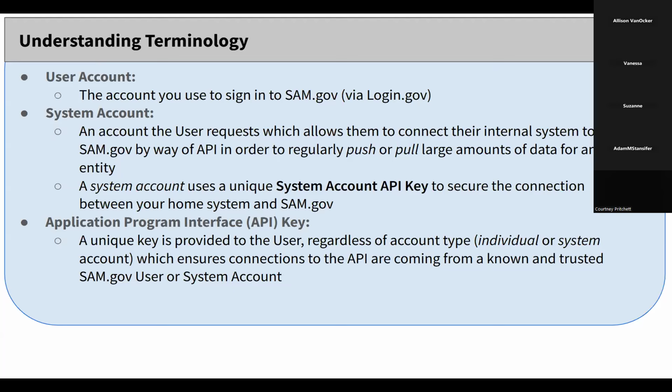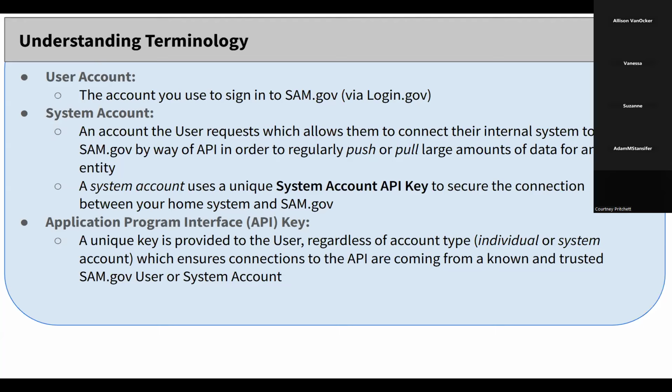So user accounts. This is the account that you use to sign into SAM.gov. It is using your login.gov account. So your username and password is created and maintained and updated and stored in login.gov. What you do when you log into SAM.gov is you access your SAM.gov profile. Your SAM.gov profile is created as soon as you log into SAM.gov for the first time. And then there is that pairing between the login.gov account and your SAM.gov profile. And then once you have that created, you can be assigned roles. You can be assigned permissions, and you can do all the things you need to do in SAM.